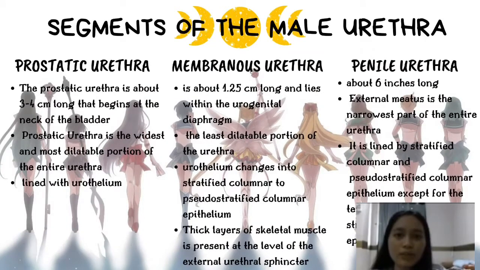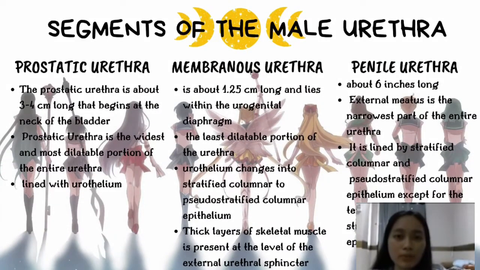I will be reporting the second part of our group activity, the segments of the male urethra. First is the prostatic urethra, which is about 3 to 4 centimeters long, that begins at the neck of the bladder. It passes through the prostate from the base to the apex, where it becomes continuous with the membranous part of the urethra. This part of the urethra is the widest and most dilatable portion.